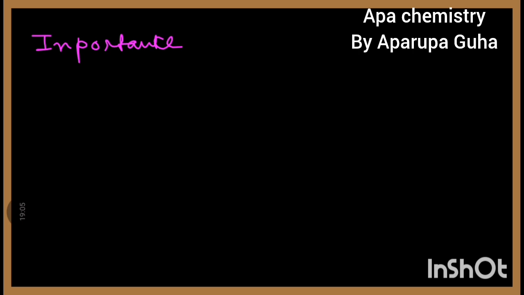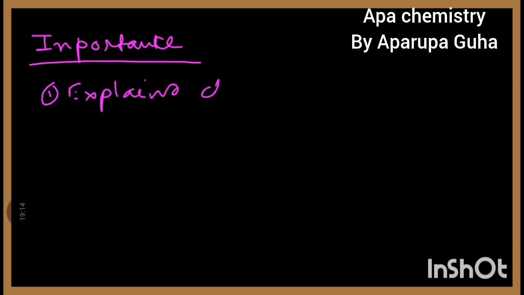Okay. The importance, the first one: it explains chemisorption. So I already said that the Langmuir equation puts more emphasis on new product formation, and that means more emphasis on chemisorption.